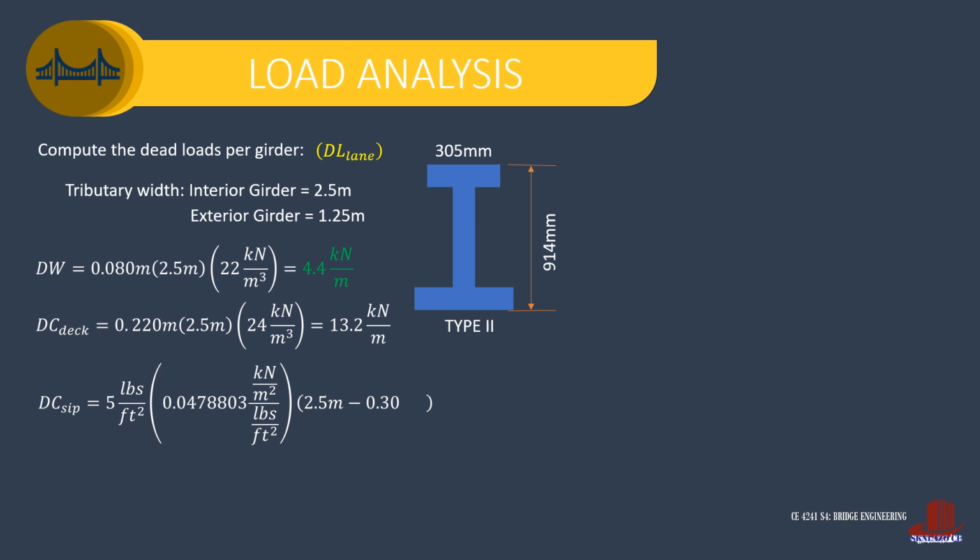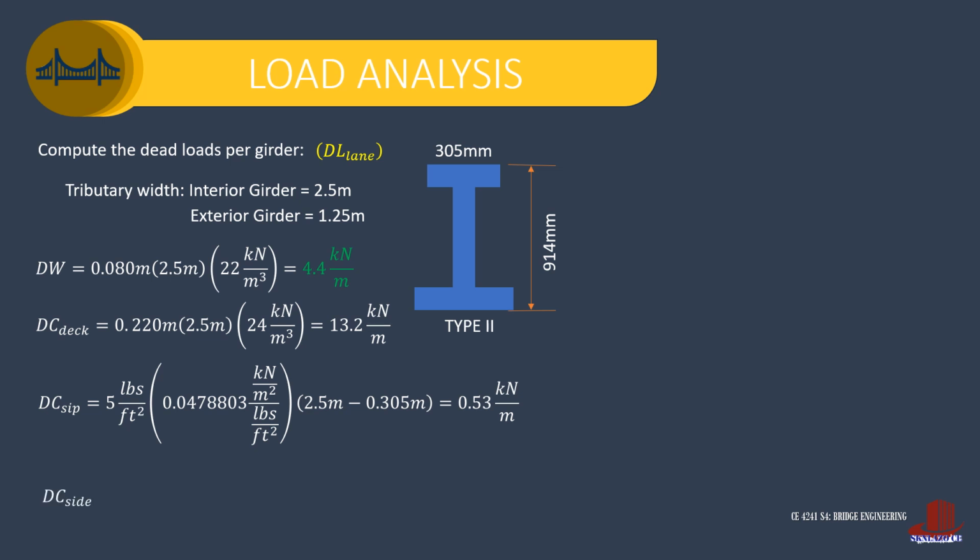There are stay-in-place forms for the concrete deck, and considering a unit weight of 5 pounds per square foot converted into kilonewtons per square meter, we multiply the remaining deck length, that is 2.5 less the top flange width of 305 millimeters, and get 0.53 kilonewtons per meter.